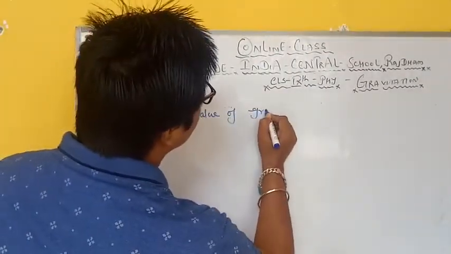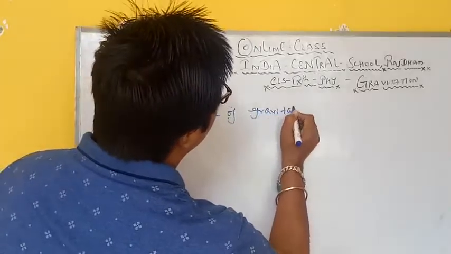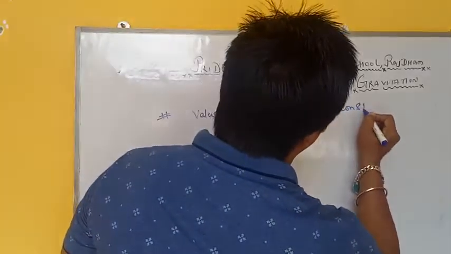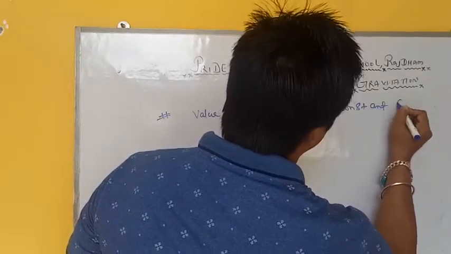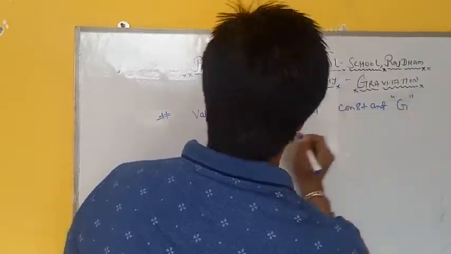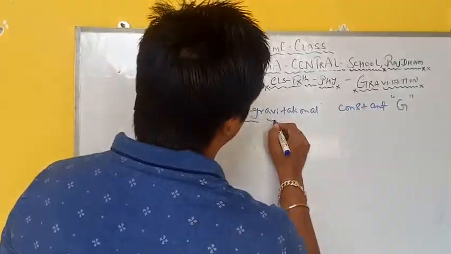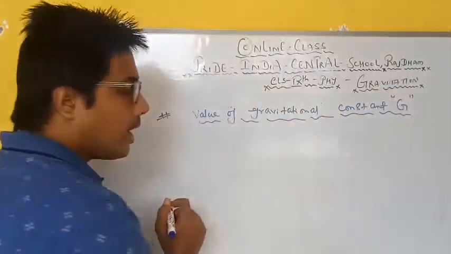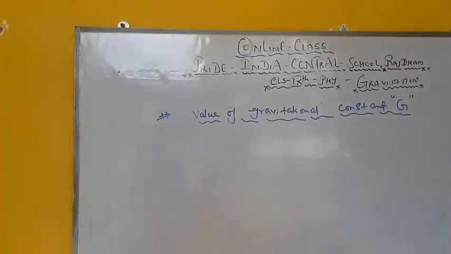Value of gravitational constant, that is G. Okay, value of gravitational constant G.